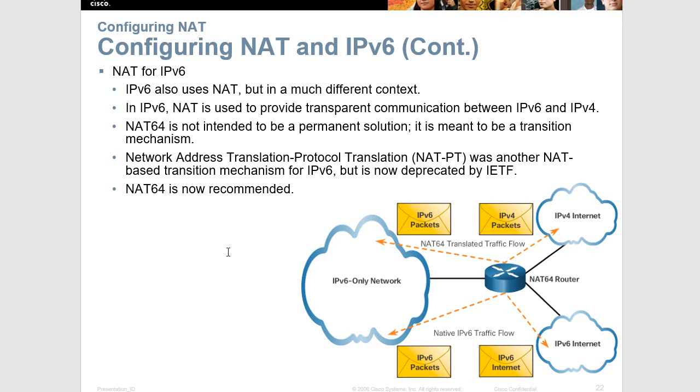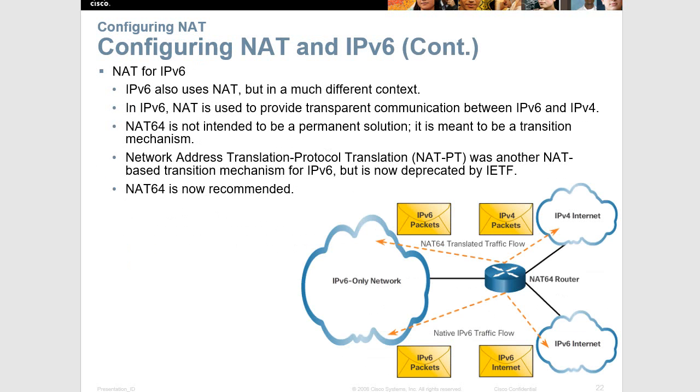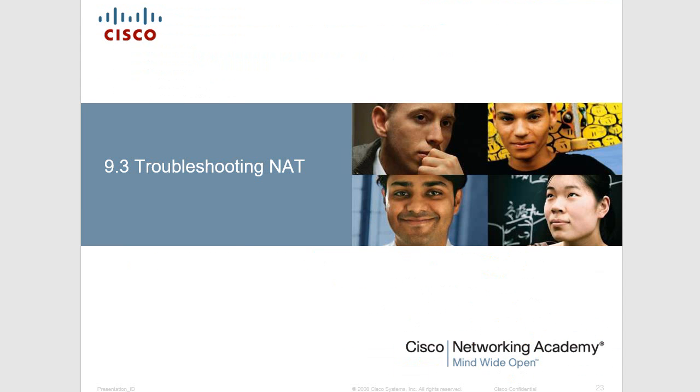That's pretty much it. Knowing the range of unique local addresses, which have the prefix of FC00::/7, which translates to a range of this, you may need to know for a test question, but I think that's about it. I'm almost certain. I'm not even sure if this is a test question. If anything is, it's going to be this and just what NAT64 does. So there's that, and we're almost done.